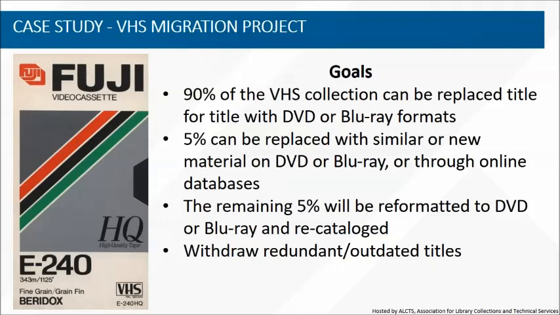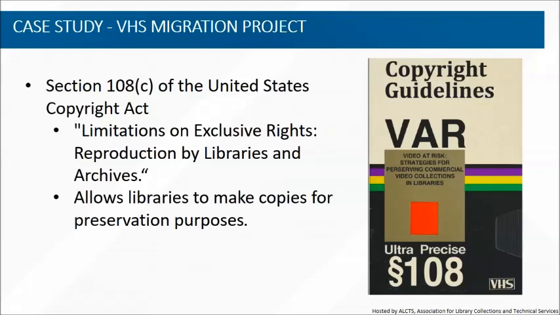Essentially what we decided upon was to take advantage of our rights as a library. Here, we're afforded the opportunity to digitize published VHS tapes due to the limitations on exclusive rights, reproduction by libraries and archives. This section also allows libraries to make copies for preservation purposes. So we do a scan of the VHS collections to see what is commercially available and what is not. If it's out of print, we can digitize and make copies.